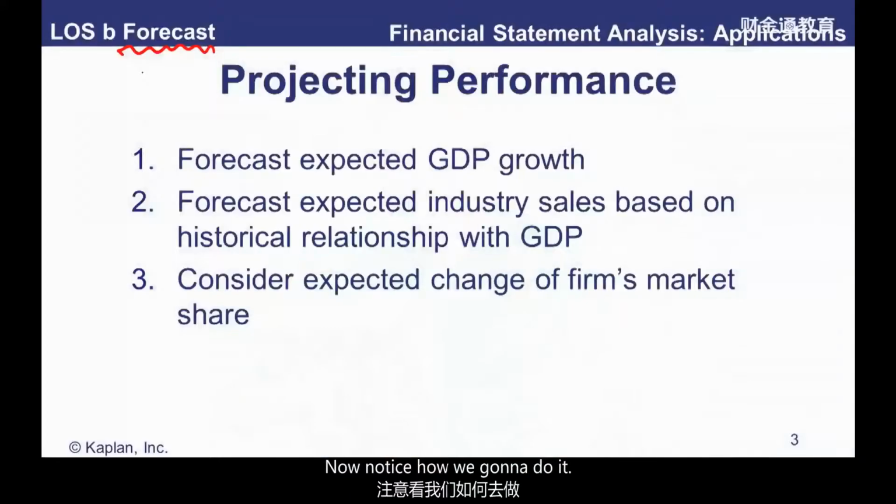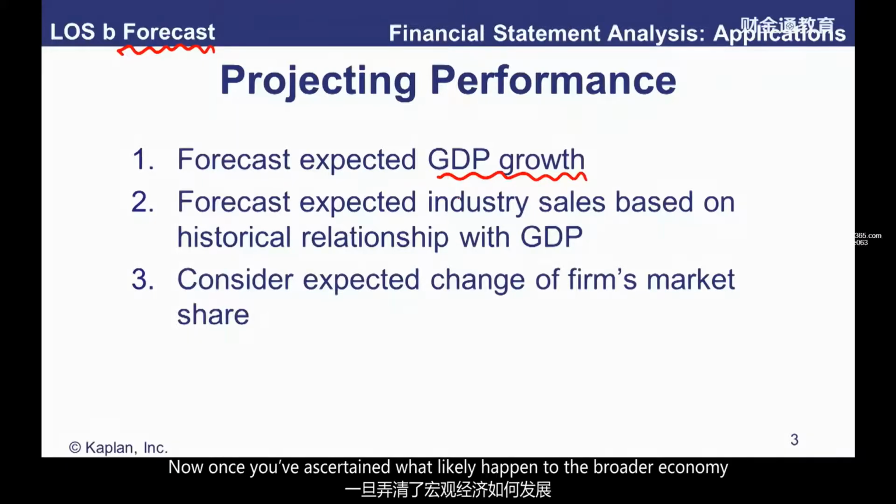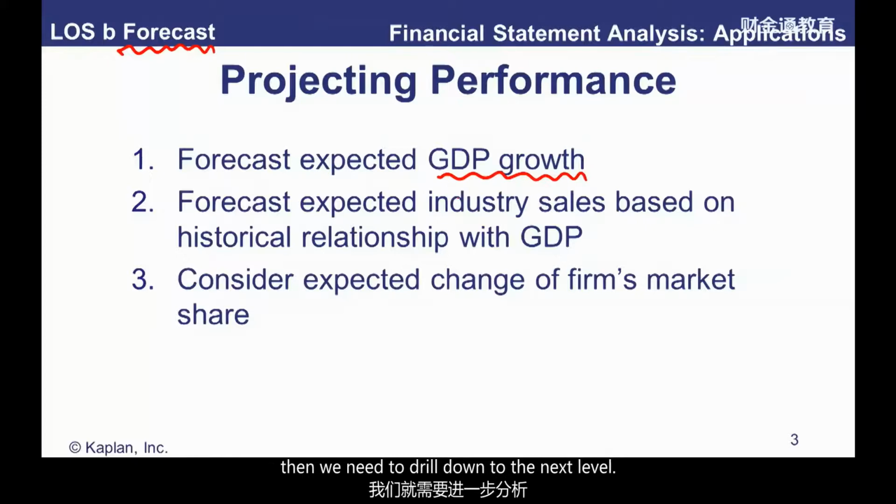Now, notice how we're going to do it. We start off by forecasting GDP growth, so we're using a top-down approach. Let's start macro level. Let's start looking at the direction of the economy and hence GDP growth. Now, once you've ascertained what's likely to happen to the broad economy, then we need to drill down to the next level, and of course that's our industry. So what's going to happen to industry sales given the direction of the broad economy?